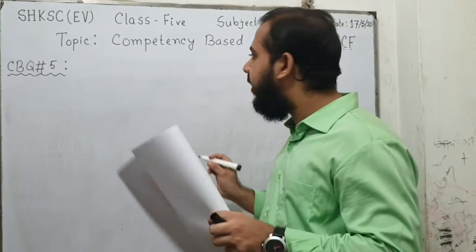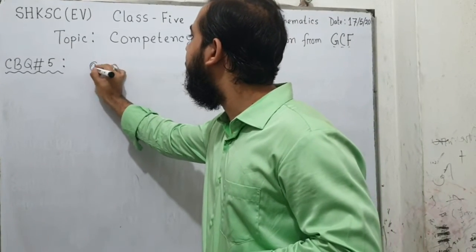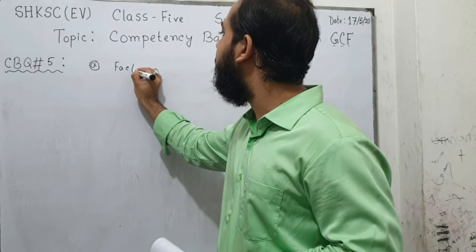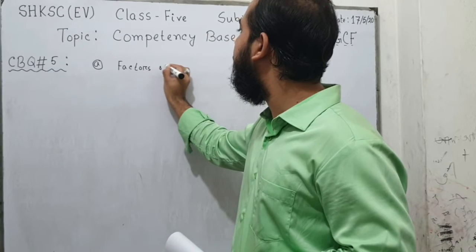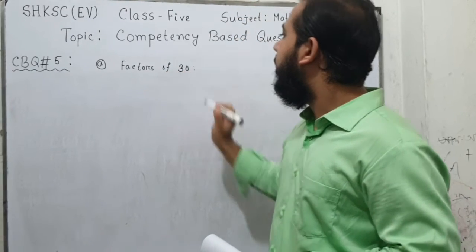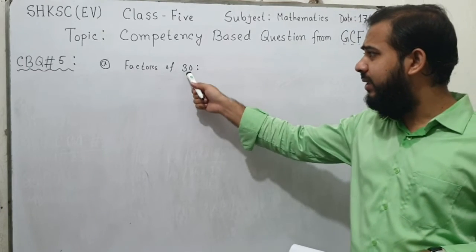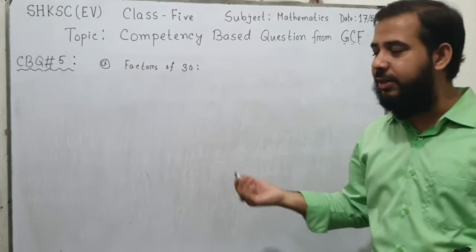Write the factors of 30 and 42. Question number A. Factors of 30. What are factors? The factors are the numbers by which 30 can be divided.